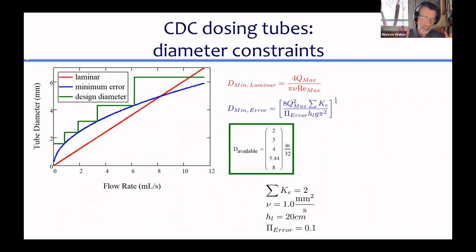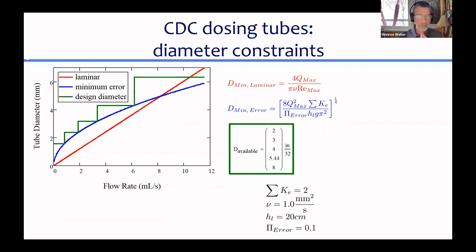So that's one perspective on this. Another perspective is, what size tubing would you actually use for those doser tubes? The doser tubes, remember, are the resistors that create the head loss and that create this linear relationship between flow and head. So this graph is maybe a little entertaining version of what happens when you put all the constraints together.